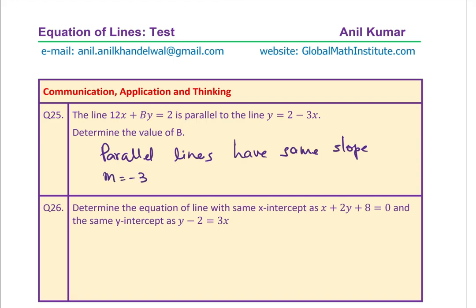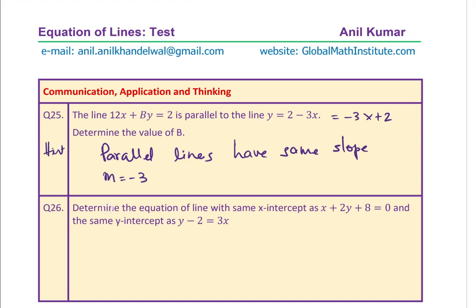Slope is this. Remember, this is like minus 3x plus 2, right? So you shouldn't get confused. Some students write 2, which will be a wrong answer. Minus 3 is the slope, right? So when you rearrange this equation, then minus 12 over b should be equal to minus 3. Find the value of b. So that is your hint, okay?